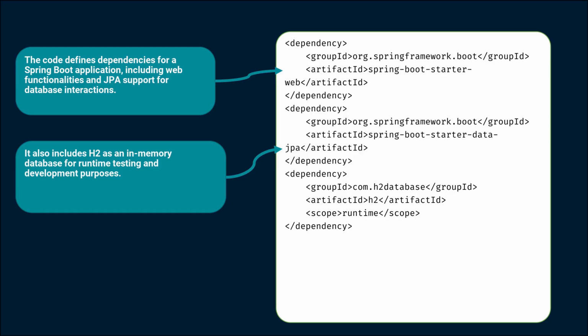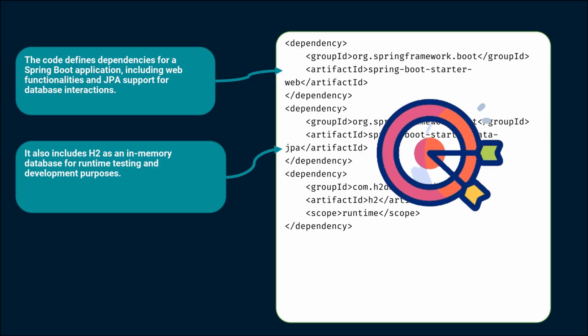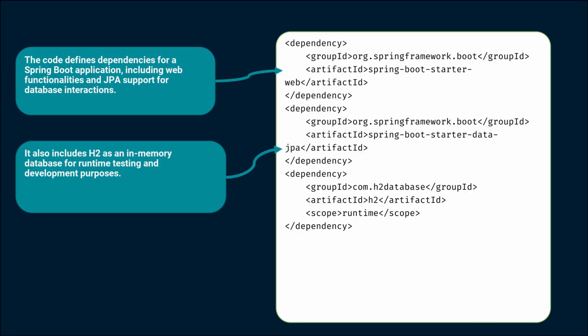Next, we'll include Spring Boot Starter Data JPA, which seamlessly integrates Spring Data JPA, allowing us to perform database operations without needing lots of boilerplate code. To facilitate our in-memory database interactions, we'll also add the H2 database dependency with a runtime scope.